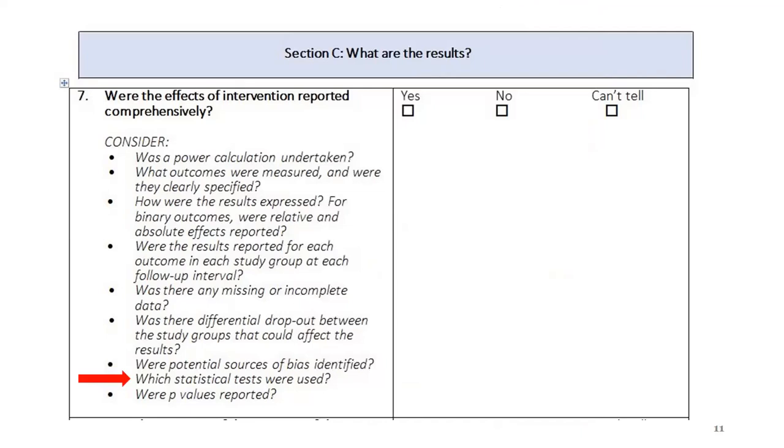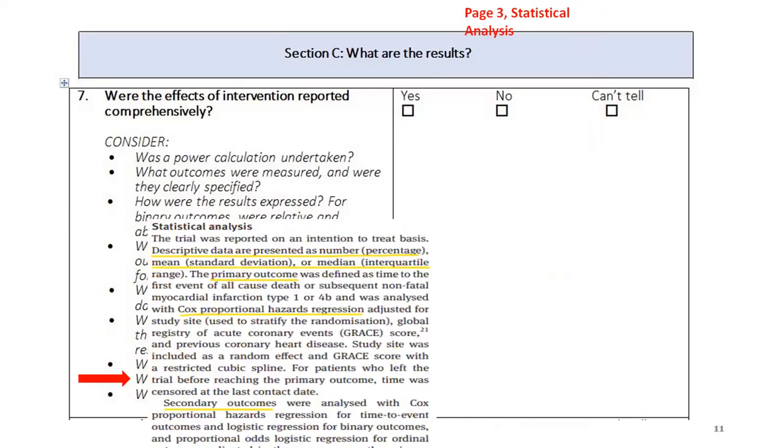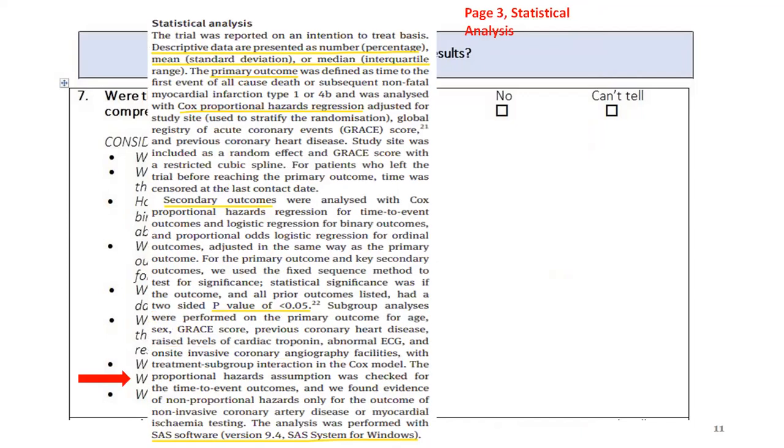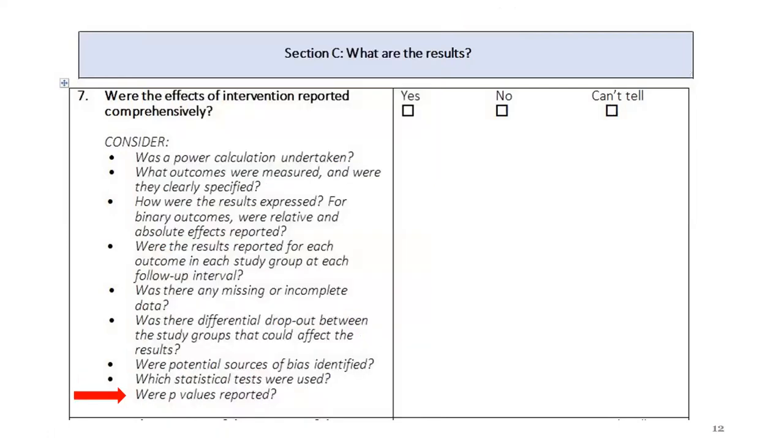So which statistical tests were used? If you go to page number 3, statistical analysis, it is basically the descriptive data, in numbers and percentages, mean and standard deviation, and median and interquartile range. So they have done primary outcome and secondary outcome expressed in different forms. And finally, all the data they analyzed in SAS software version 9.0 on the Windows system. So the answer is yes.